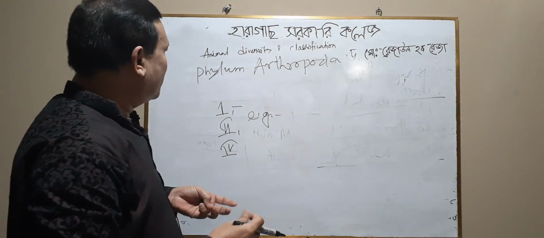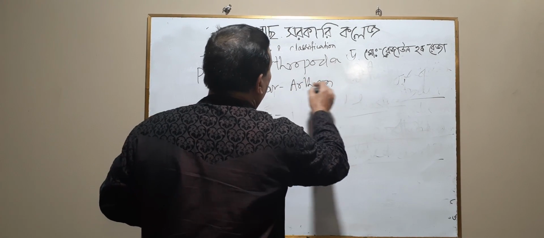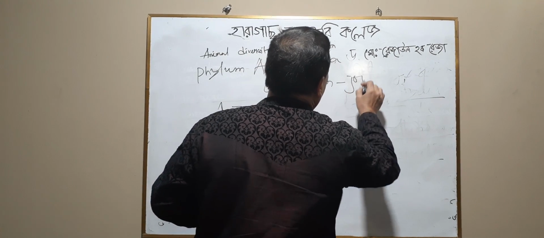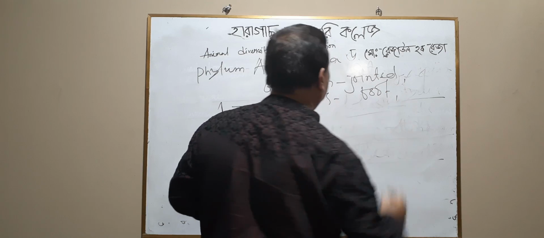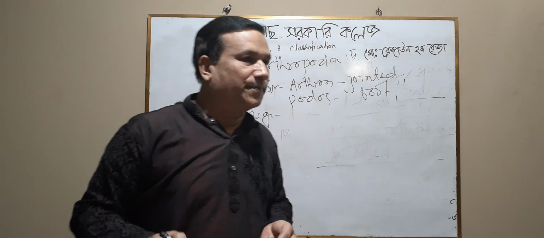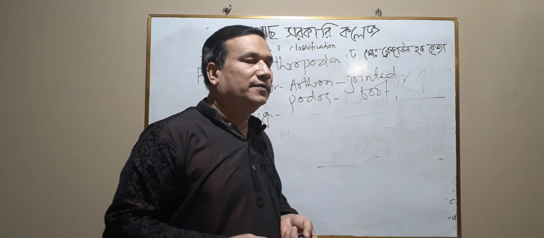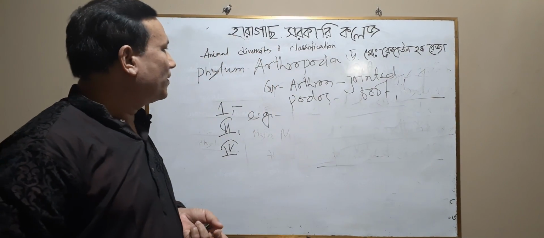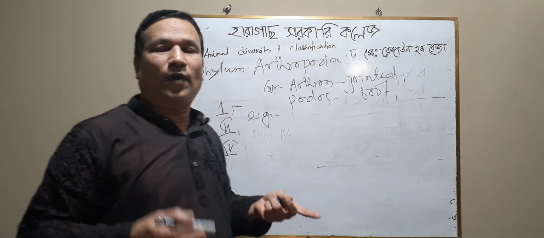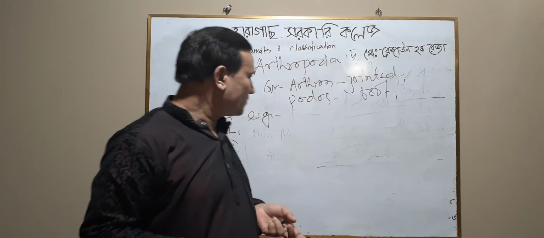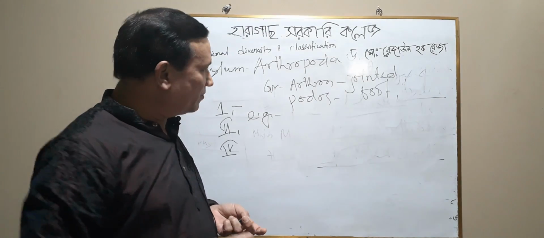The word Arthropoda is divided into 2 parts. Greek word arthron, jointed, podos, foot, jointed foot. Characteristic feature number 1, body is bilaterally symmetrical, head with distinct segmentation, thorax bearing jointed feet. Head bears one pair of compound eyes and 2 pairs of antennae. Excretory system is Malpighian tubule, sometimes book lung.